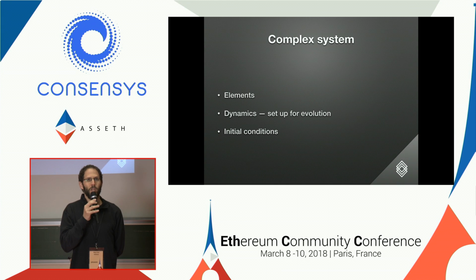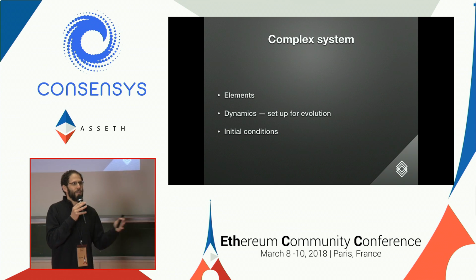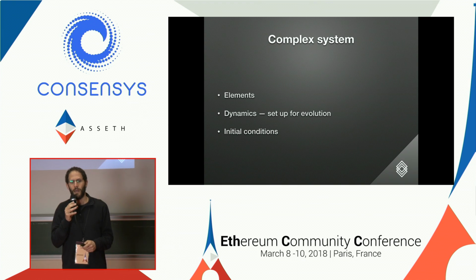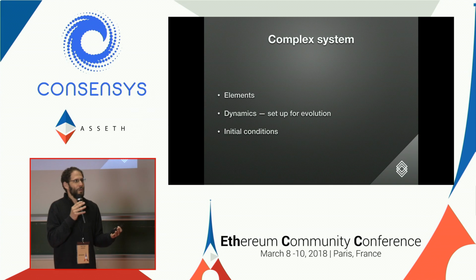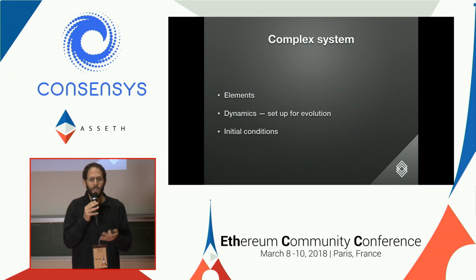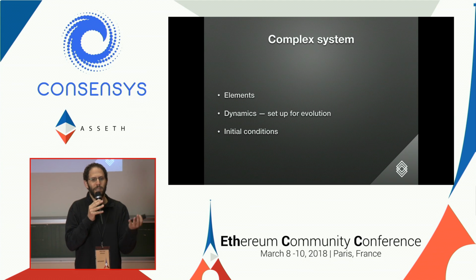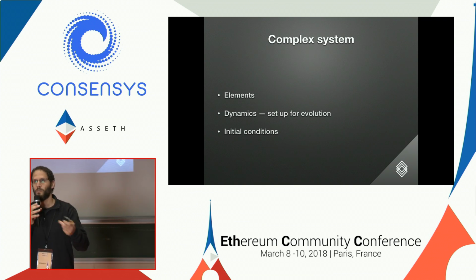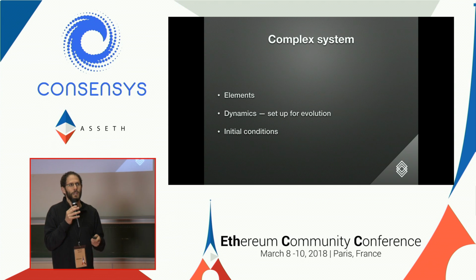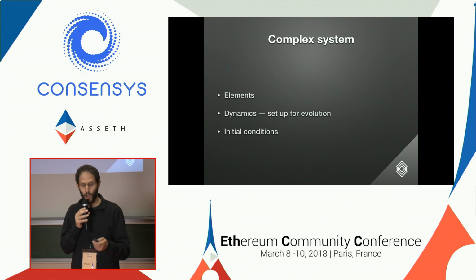So a word about complex systems. There is no way to build a complex system. There is no such thing. So there is no way to build a DAO ecosystem or a DAO, no more than there is a way to build a complex system. What you can do is design a complex system by building its elements, then engineering its dynamics, setting up for evolution, and then giving a good initial condition. If you get those three points right, you create an ecosystem or, generally, a complex system.